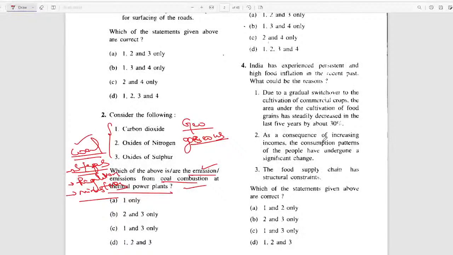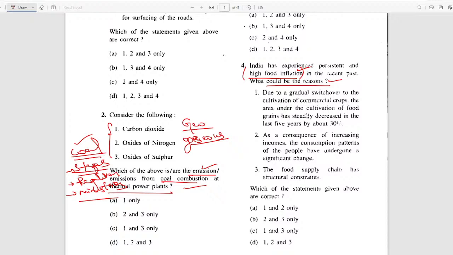The fourth question is, India has experienced persistent and high food inflation in the recent past. What could be the reasons? So this is an economics question, high food inflation. What you have to learn from this question is what is inflation, the different kinds of inflation, and why the inflation is happening, the reasons for it. For example, even today there is a high food inflation happening. You have to understand the reasons for it. So go through the reasons and understand why the inflation is happening.